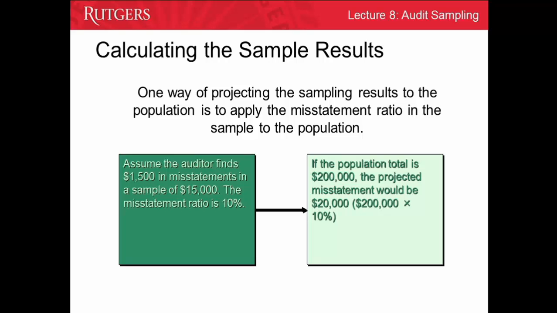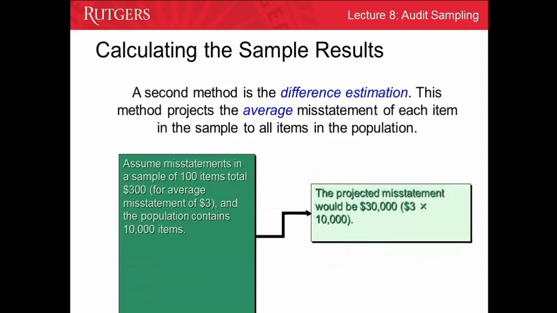This method of projection is often referred to as ratio estimation, and it is used with both non-statistical sampling and classical variables sampling. Ratio estimation is used when the dollar amount of misstatement is expected to relate to the dollar amount of items tested.